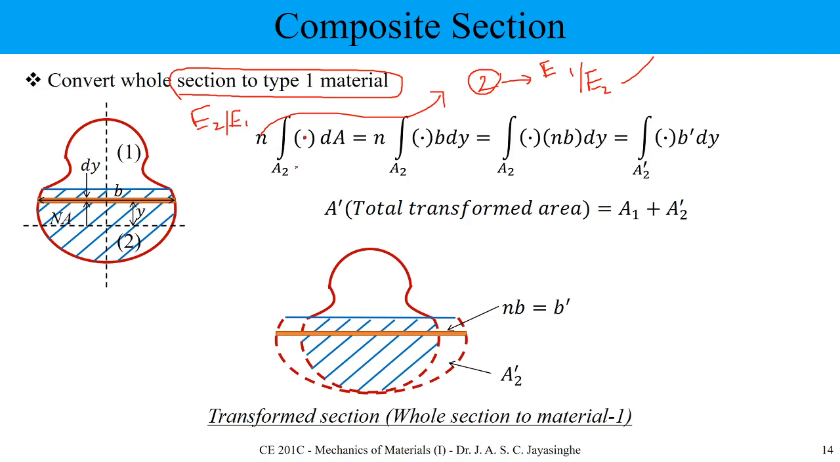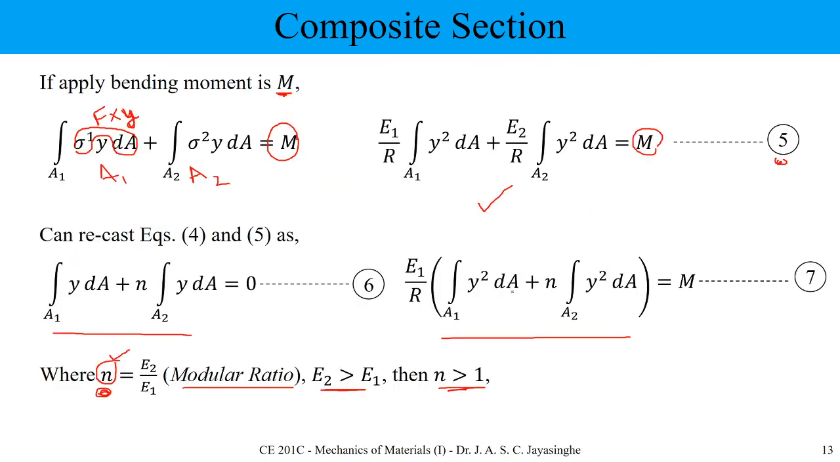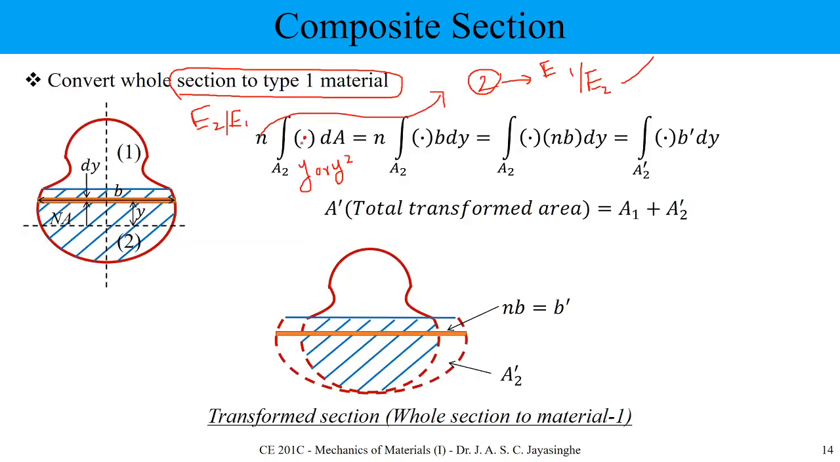So this dot represents y, or y squared, any operation. Now think about this kind of arrangement. You can see here y squared with n, or y with n. Any of these things is going to be represented by this dot. And dA, I'm working with dA now. I'm going to convert the whole thing to material type 1, so I'm going to consider this material 2. The area of material 2 we're going to convert to material type 1 now.